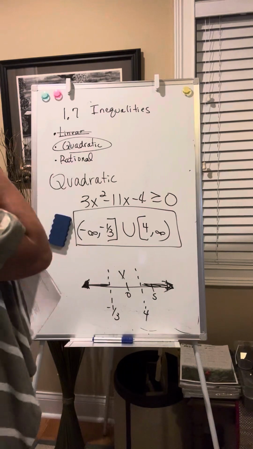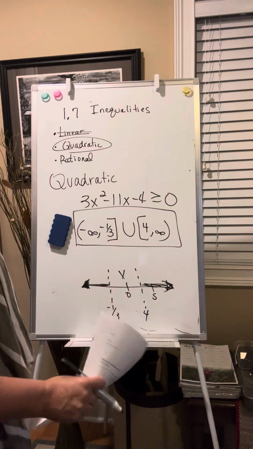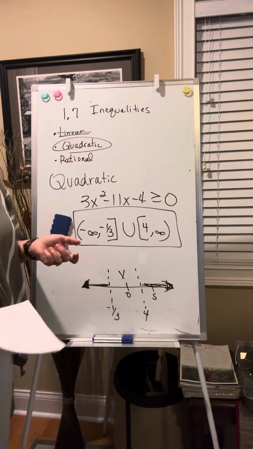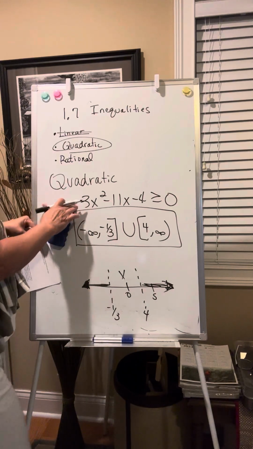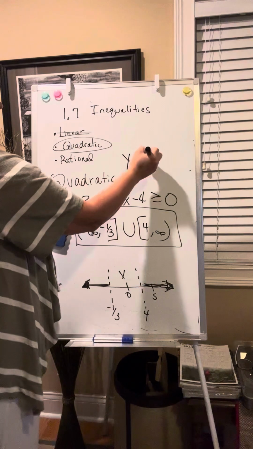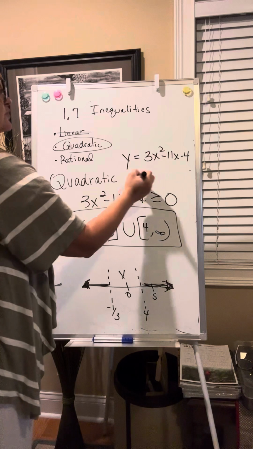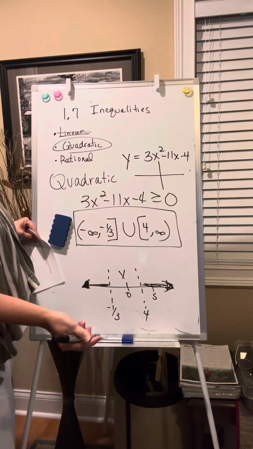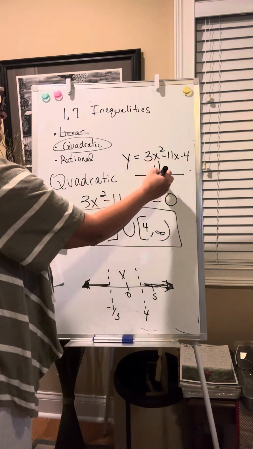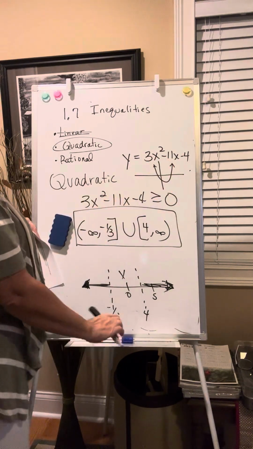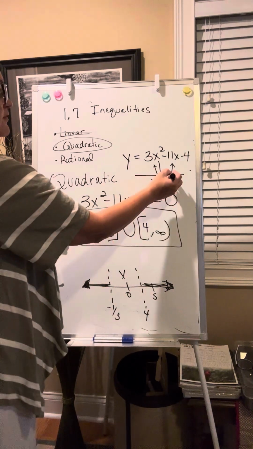Another thing we can do, and I just want to talk to you about this as we're getting ready to finish up chapter 1. When we get to chapter 2, we will be graphing these things. And a quadratic equation always graphs to be a parabola. So if you want to use your graphing calculator and type that in, when you sketch that graph, it's a positive parabola. Looks something like that. It crosses at negative 1/3 and it crosses at 4.